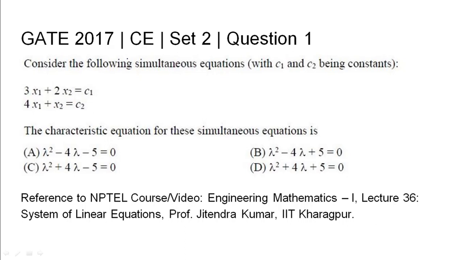GATE 2017 Civil Engineering Set 2 Question 1. Consider the following simultaneous equations with C1 and C2 being constants: 3x1 plus 2x2 equals C1 and 4x1 plus x2 equals C2. The characteristic equation for these simultaneous equations is, four options have been given. The relevant NPTEL reference is cited.